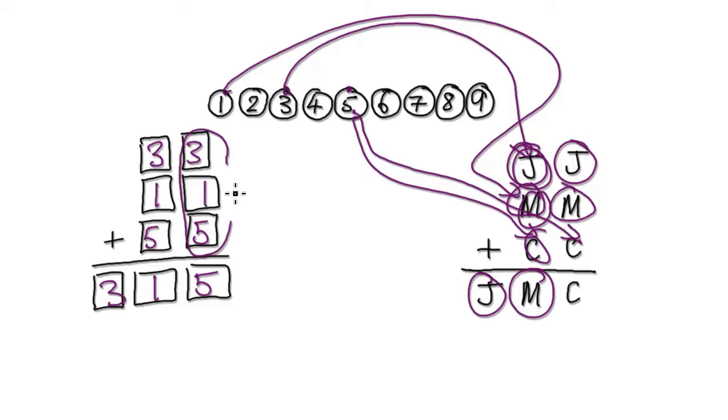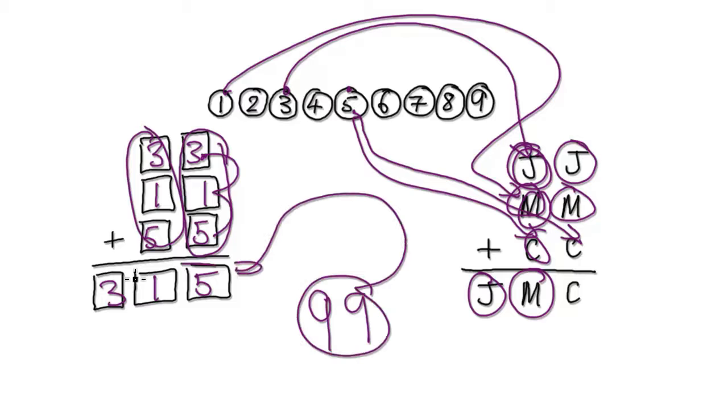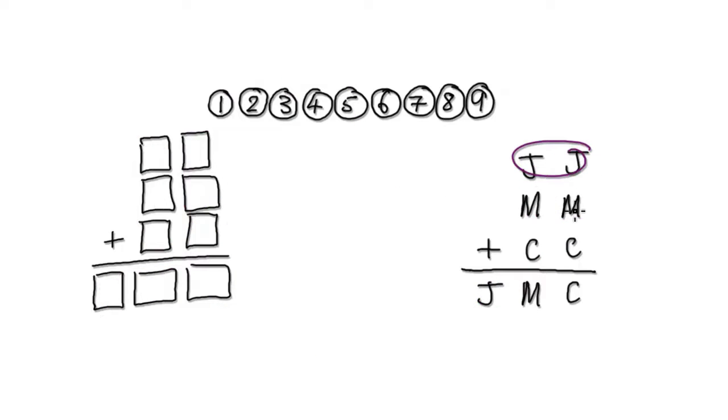But the thing is, you've got to select J, M, and C in such a way that when you add up everything, so 3 plus 1 plus 5 would be 9, and this comes to 99. But 99 is not this thing here. So you've got to find J, M, and C in such a way that when you add up all three, it comes to this thing here. Okay, so press pause and have a go.